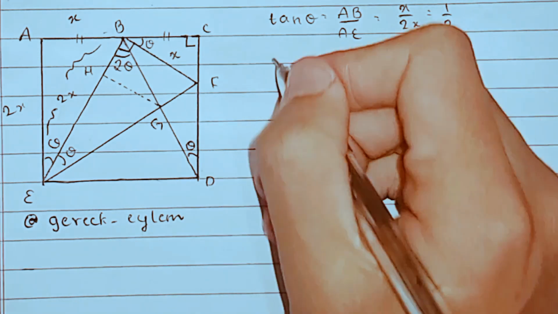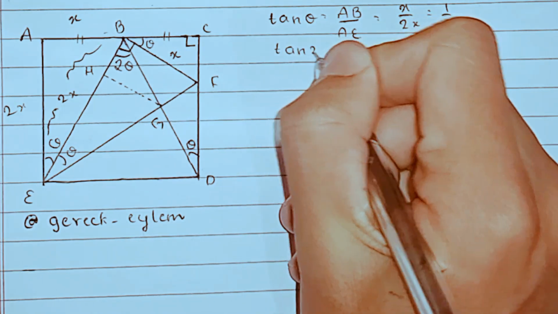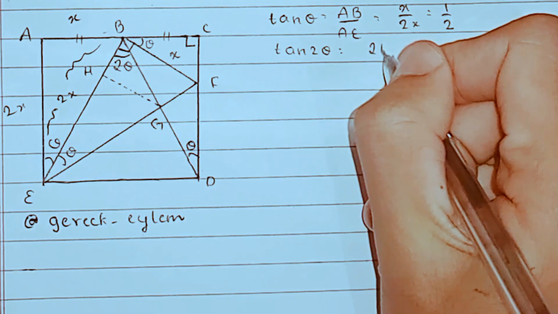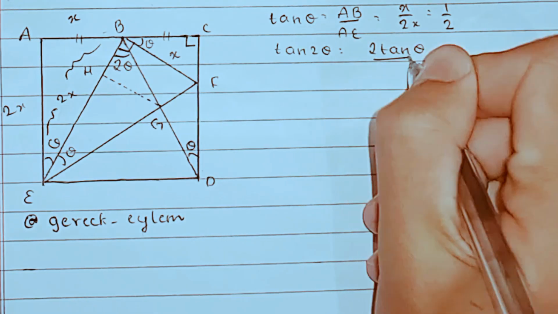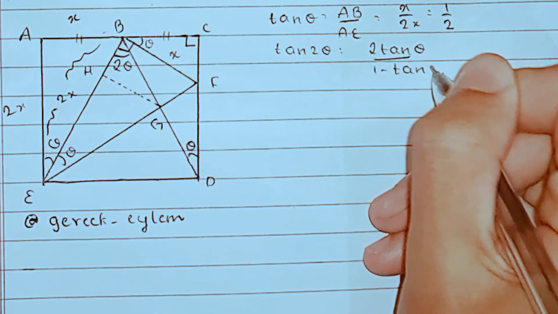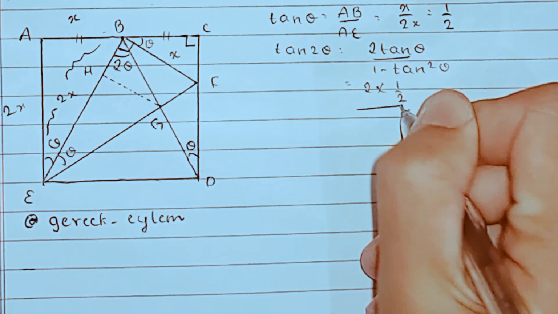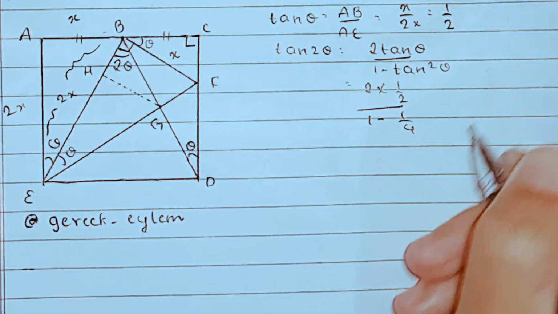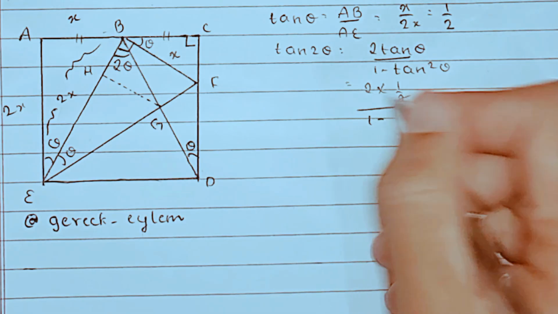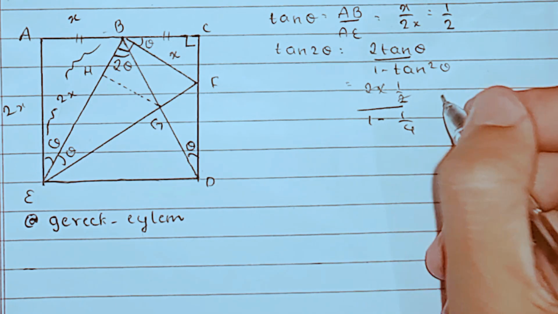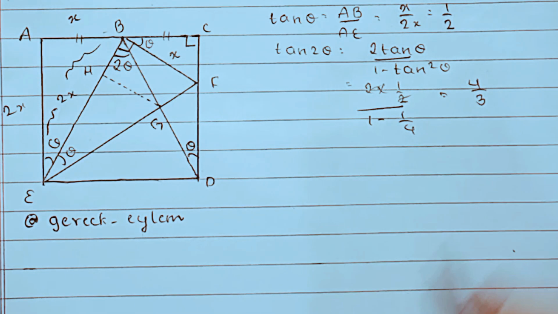Now let's try to find tan 2 theta. So tan 2 theta will have a value of 2 tan theta upon 1 minus tan square theta. This is the multiple angle formula, you must know it. So 2 into 1 by 2 upon 1 minus 1 by 4. 1 minus 1 by 4 is 3 by 4, the 2s cancel out, and this will get a value of 4 by 3. So tan 2 theta has a value of 4 by 3.